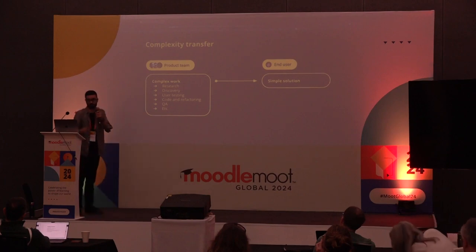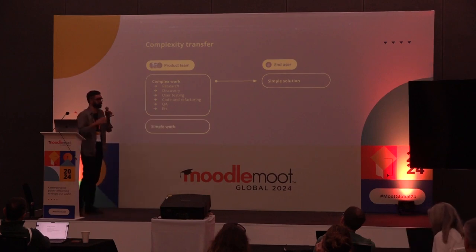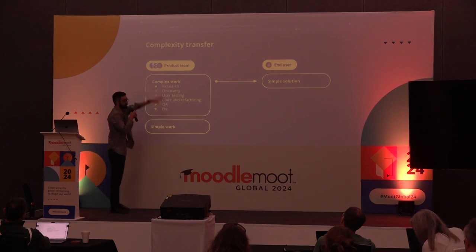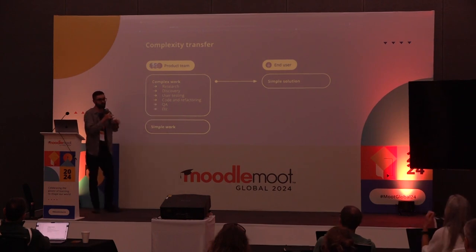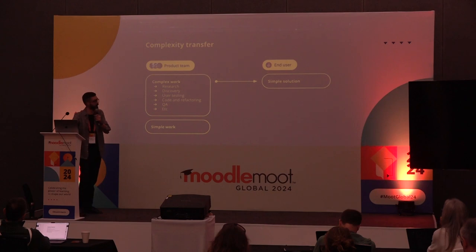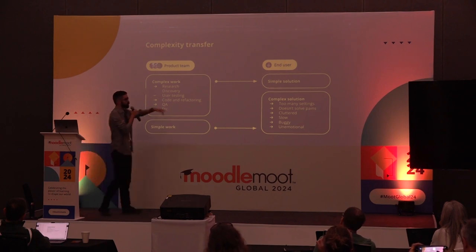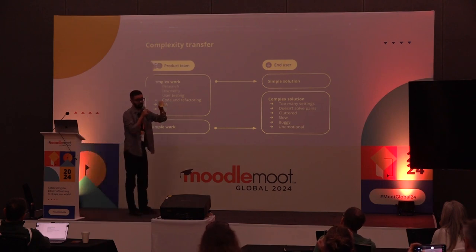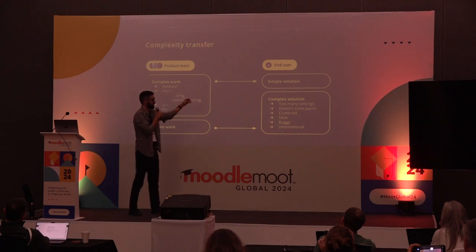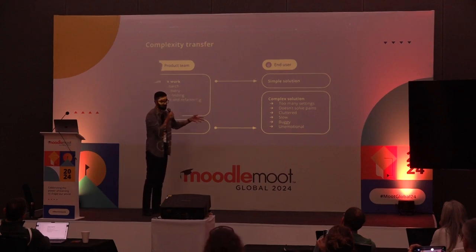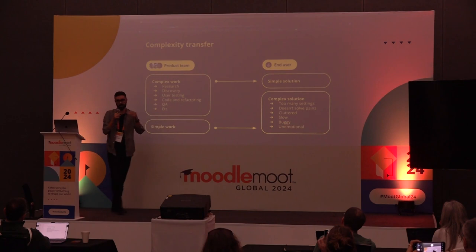And the other way around is also true. If a product team doesn't deal with the complexity they have in their hands, they probably end up shipping a complex solution for the end user. A product with too many settings that doesn't tackle the correct pain points, a cluttered UI, a cluttered experience, slow, buggy, and emotional.